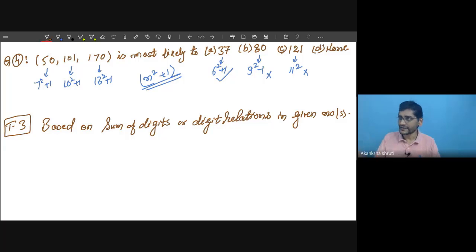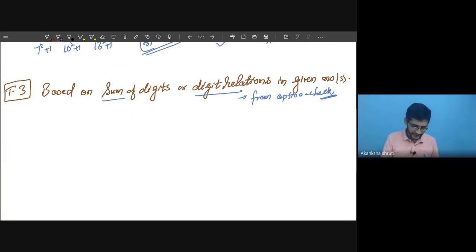Okay, you cannot anticipate because there could be various possibilities. So apply either this sum relation or this digit relation, you have to check from the options, whether which option is following. If all the options are following the same relation, then that is not applicable. Let me take one question.